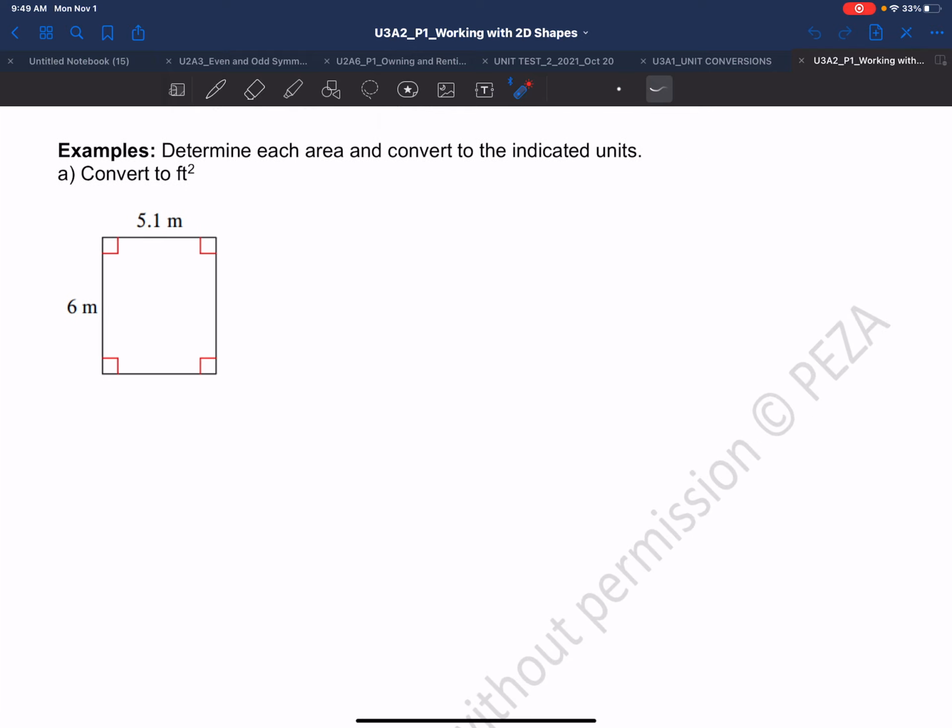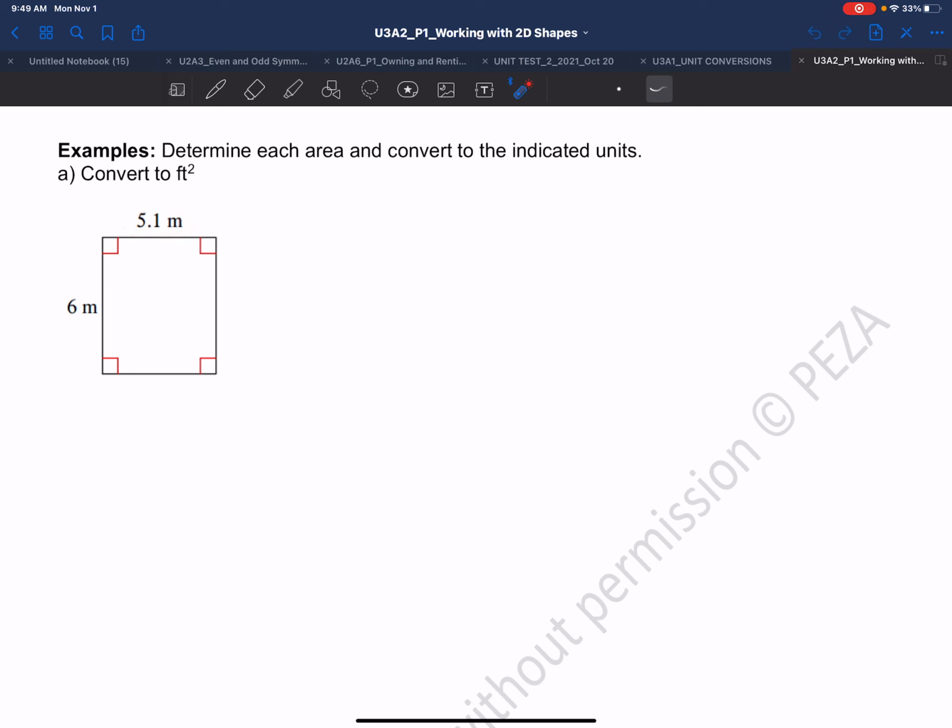So we're going to start with the first example. We have to convert the area of this geometric shape into feet squared. As you can see, we are given a rectangle. How I know that it's a rectangle is because I see that all angles here are 90 degrees. And it's not any special rectangle, it's just a regular rectangle because I see that the width and the length are of different measurements. If they were the same, then it would have been a special rectangle, or a square.